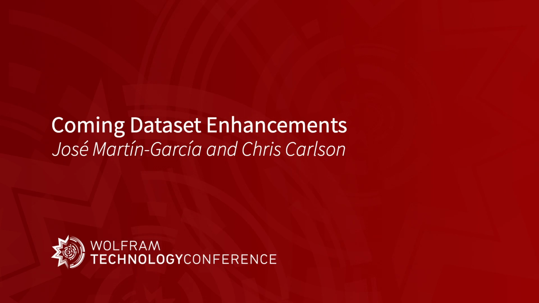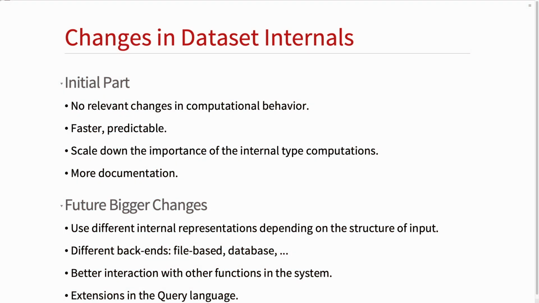So in this talk, Chris and I are going to be reporting on ongoing work to improve Dataset. Dataset is an object that plays a double role in the Wolfram Language. On the one hand, it allows us to visualize and interact with data in the form of nested arrays and associations. On the other hand, it's an object which we can query to get information from that data. So it's natural to separate the two parts, and I will be talking a bit about the computational and structural part first, and then Chris will be talking about the typesetting part.